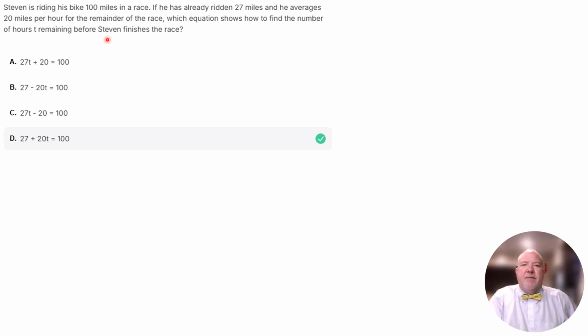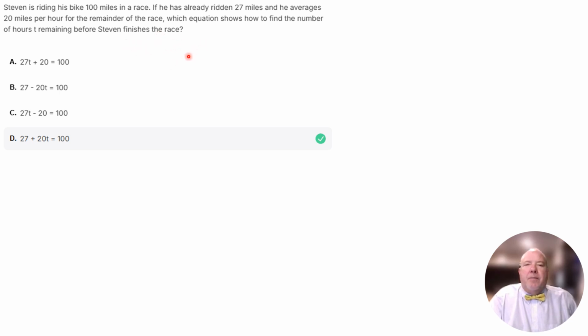The question says Steve is riding his bike 100 miles in a race. If he has already ridden 27 miles and he averages 20 miles per hour for the remainder of the race, which equation shows how to find the number of hours remaining before Steven finishes the race?